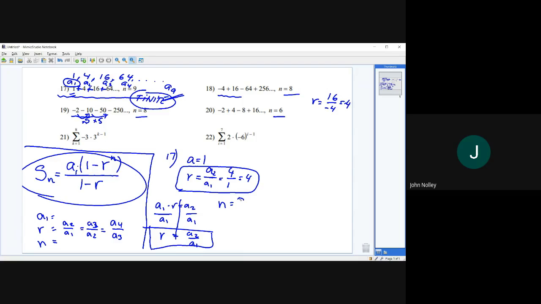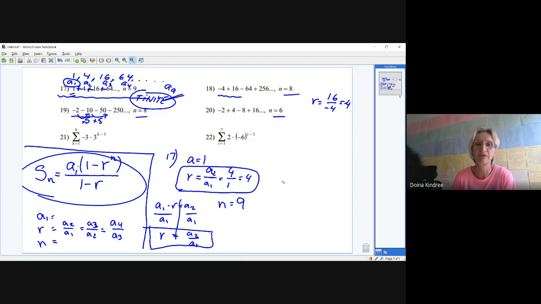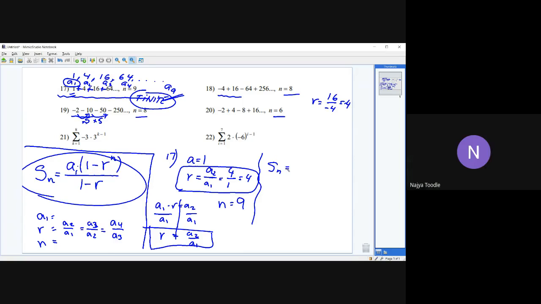N is 9 in this problem. Okay, so let's plug in the formula and let's use our calculators and let's see what we get. A over 1 minus r.